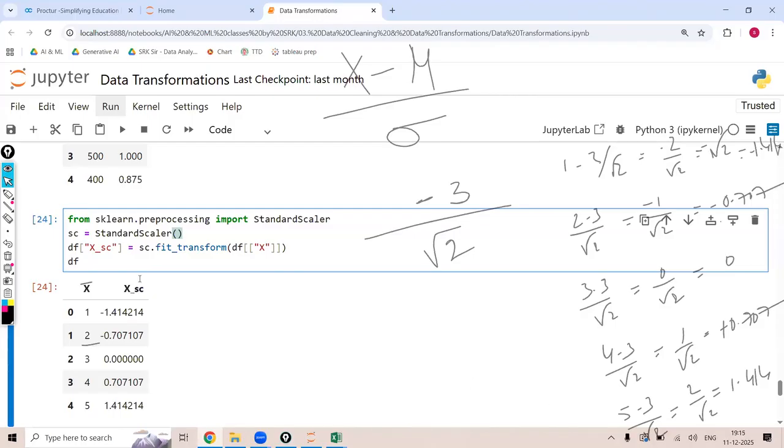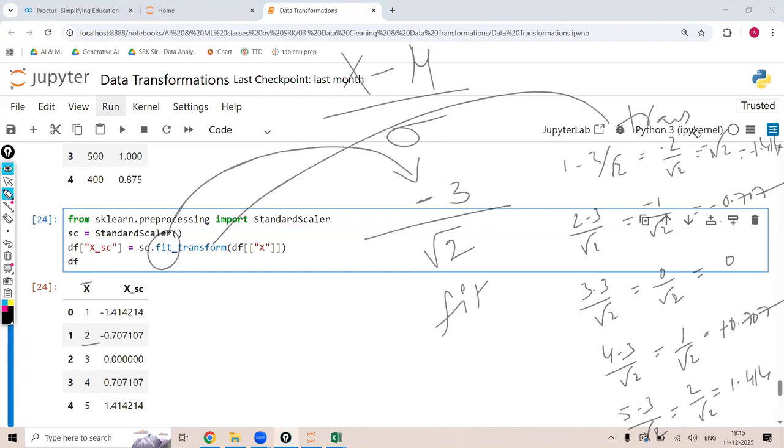Now, what will be calculated in fit? Guys, fit is different, transform is different. Whatever I have written here is fit. Whatever I have written here is transform. Fit means calculating the average value and the standard deviation value. Transform means converting. Is the point clear?